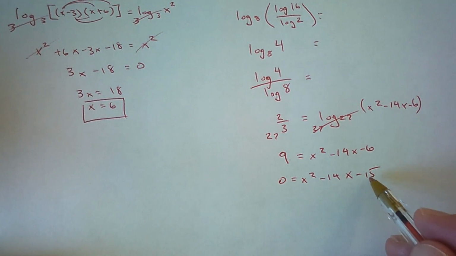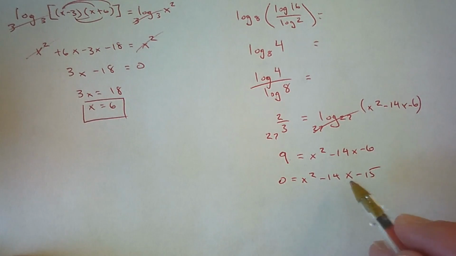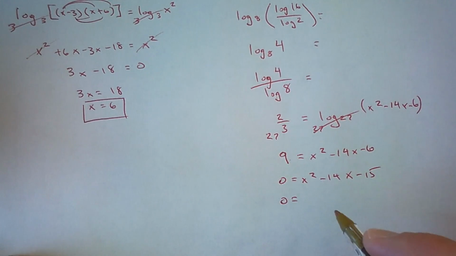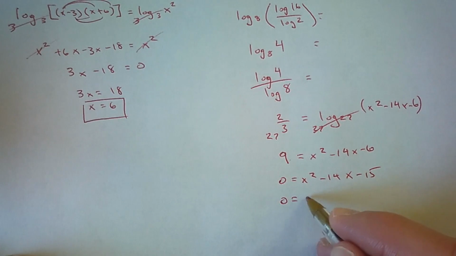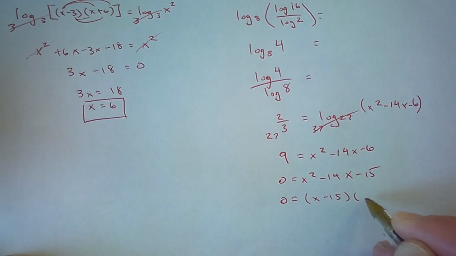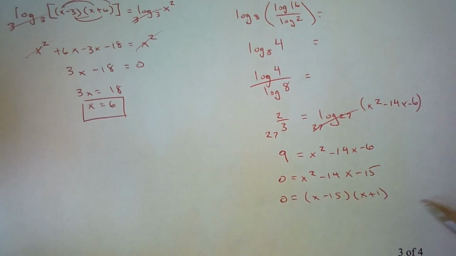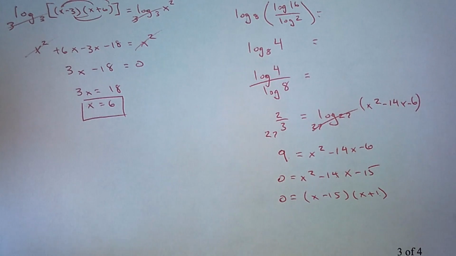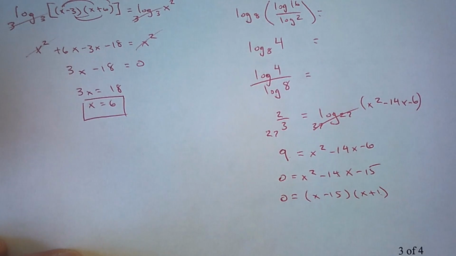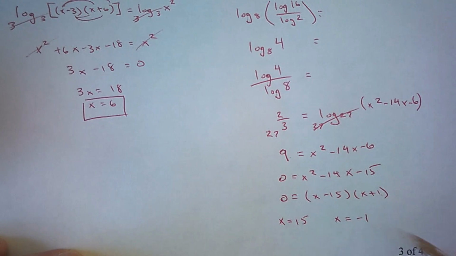And I can factor this. What multiplies to negative 15 and adds to negative 14? That would be negative 15 and positive 1. X minus 15 times x plus 1 is my factored form. Okay, so negative 15 times 1 is negative 15. Negative 15 plus 1 is negative 14. Okay, so from here I can get my two solutions. What value of x would make this factor a 0? That would be 15. And what value of x would make this factor a 0? That would be negative 1.